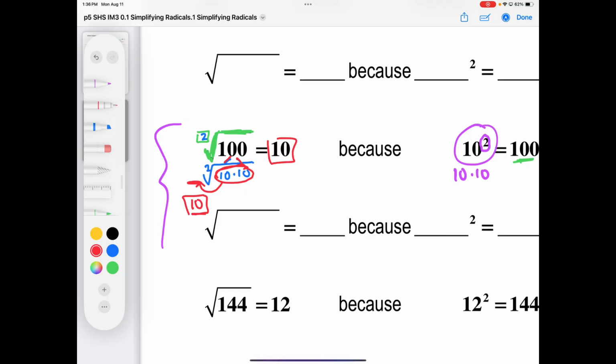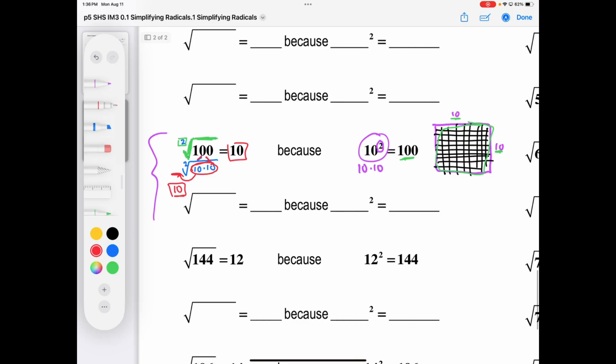Let's try another one. Let's follow the pattern. This is 10. What's the next number? 11. Class, what is 11 times 11? 121. So let's write that, 121. The square root of 121 is 11.